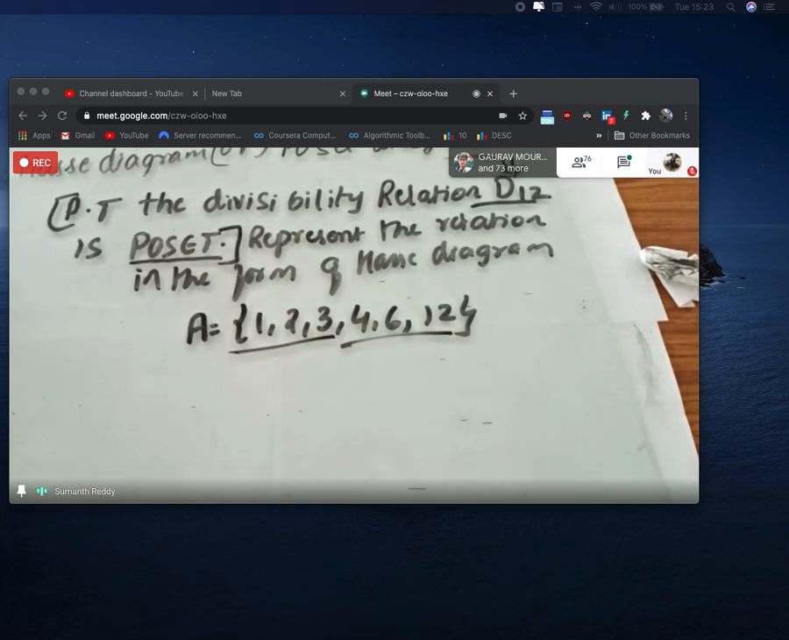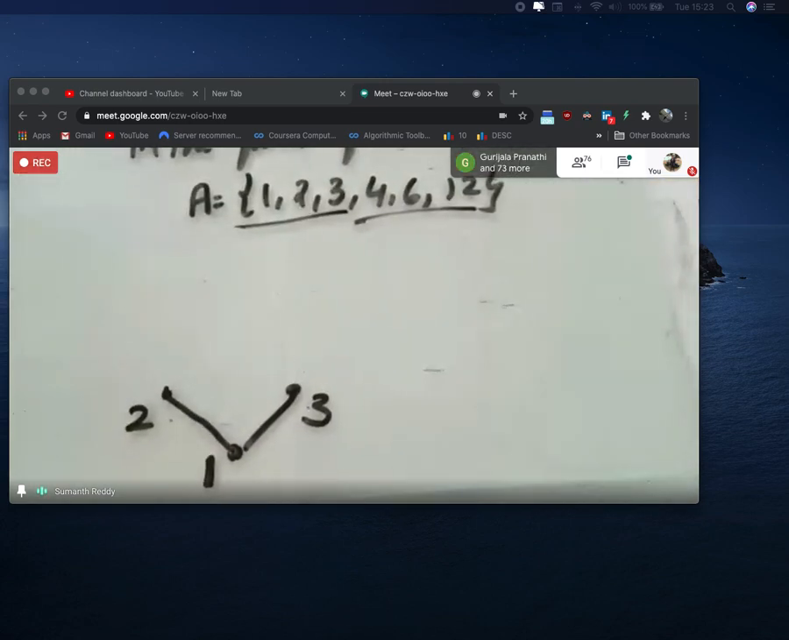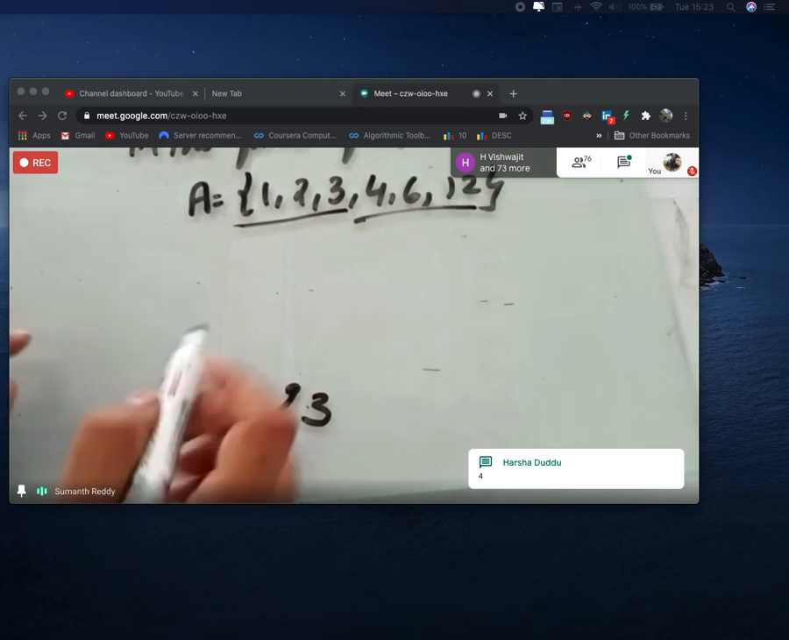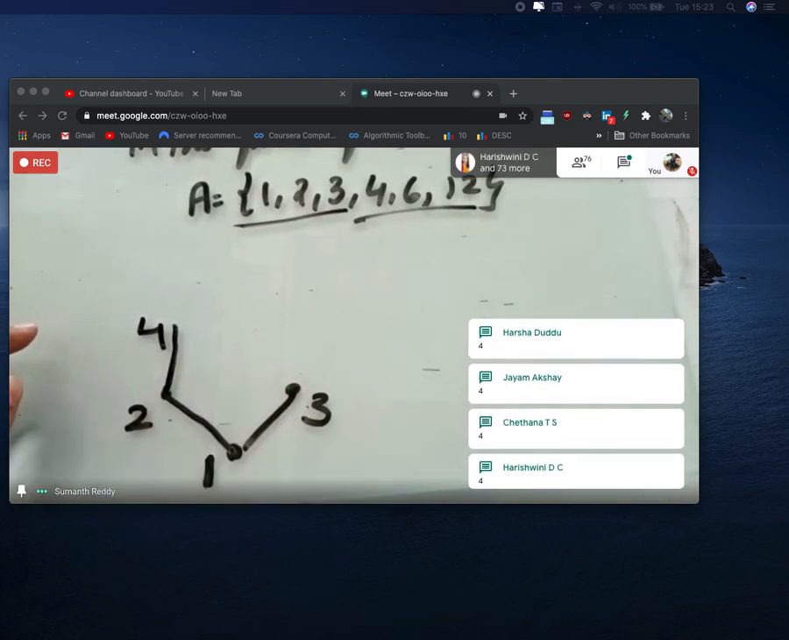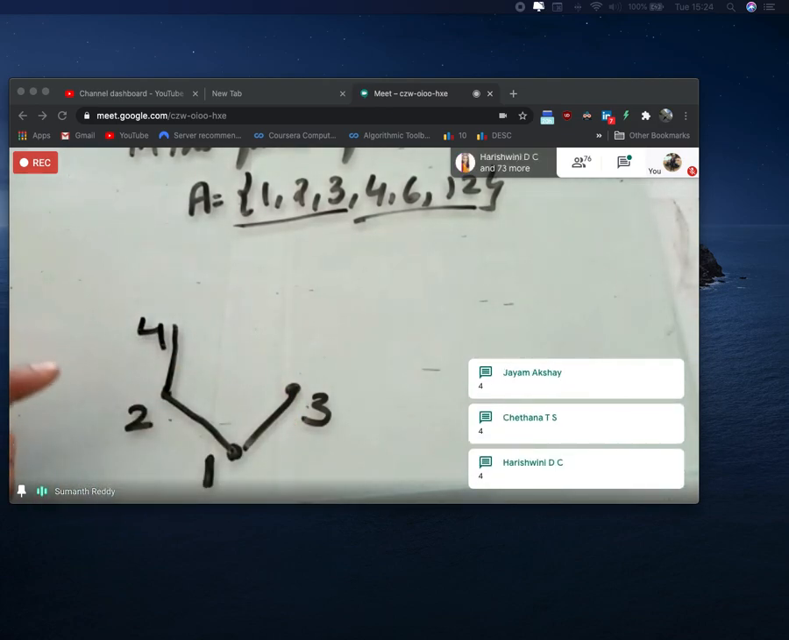Now can you tell me which is the number that is related to only 2? Let me ask the question in a different way. Which is the number that is related to only 1 and 2? Exactly, it is 4. I think now you are getting an idea how to write the Hasse diagram.